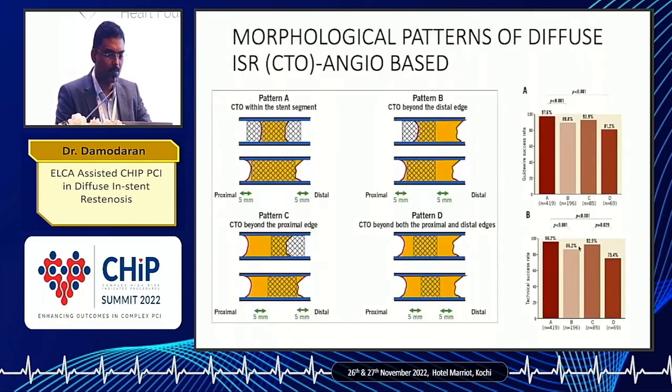This is the scenario. And we all know this recent algorithm, which is based on the angiographic morphology of the extent of occlusion of the CTO, whether it has occluded within the stent or beyond the edges of the stent. That is pattern A to D. Based on this, the success rate of this procedure also varies.